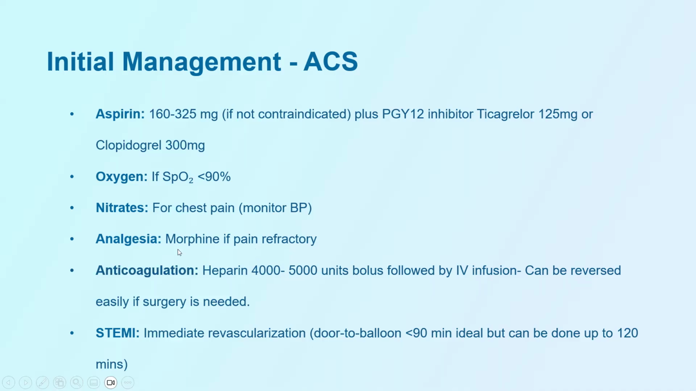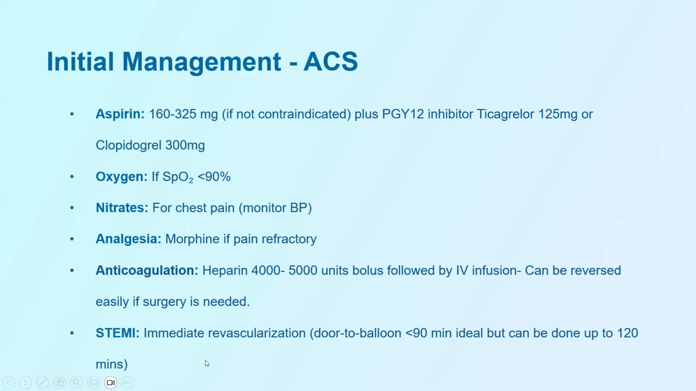Anticoagulation, regardless of whether it's a STEMI or NSTEMI, you do a loading dose of heparin, 4,000 to 5,000 units bolus, and then you follow it with an IV infusion. The good thing about heparin is that it can be quickly reversed with protamine if we need to consider surgery for the patient. So we give the bolus, start the IV infusion, and then wait for cardiology to determine if they want to do a quick CABG or PCI. But again, we have to give it to patients presenting with acute coronary syndrome.